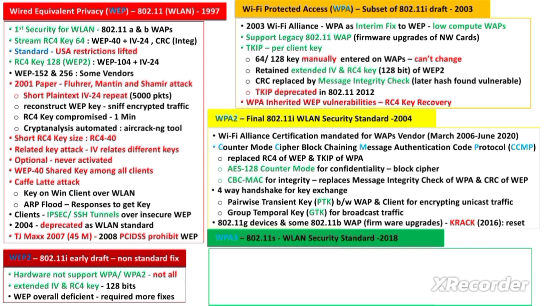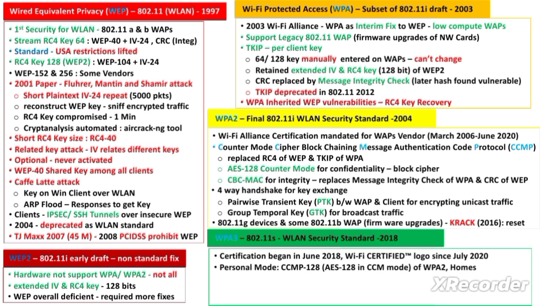Now, lastly, the last evolution of wireless LAN security is WPA3. So WPA3 was first introduced for 802.11s, which is the wireless LAN protocol for mesh network. Later on in 2018, it was introduced overall for wireless LAN security. So certification of the devices started in June 2018, and Wi-Fi Alliance mandated its logo for the devices which were built after July 2020.